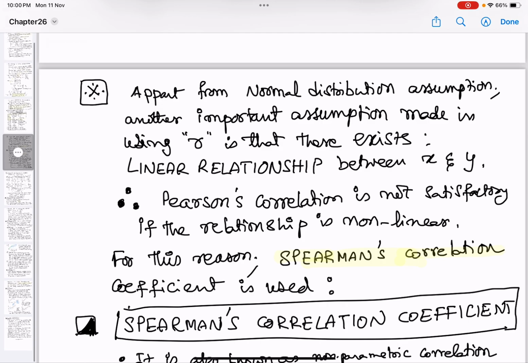Apart from the normal distribution assumption, another important assumption made using R is that there exists a linear relationship between x and y. So this is an assumption you need to keep in mind, that you are always assuming there is a linear relationship between x and y. Pearson's correlation is not satisfactory if the relationship is non-linear. So in the case where the relationship is non-linear, you cannot use Pearson's correlation, and there you are going to use the Spearman's correlation coefficient.